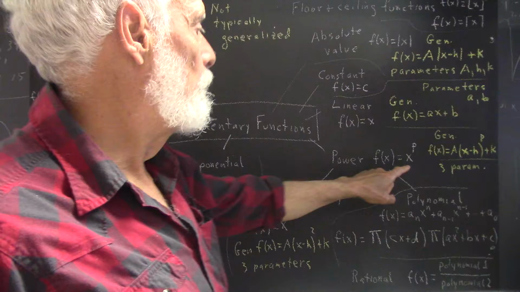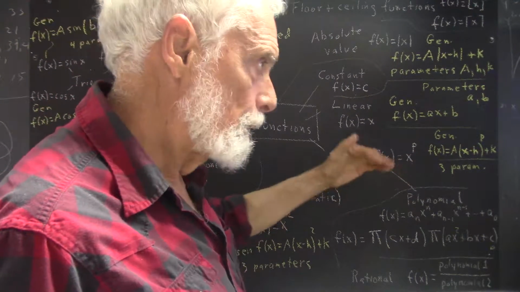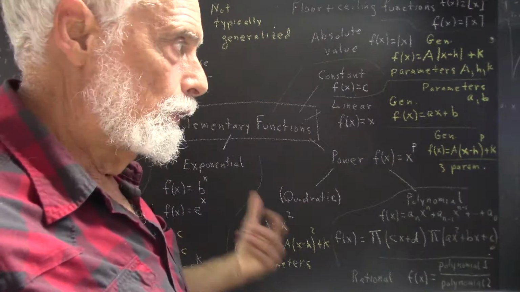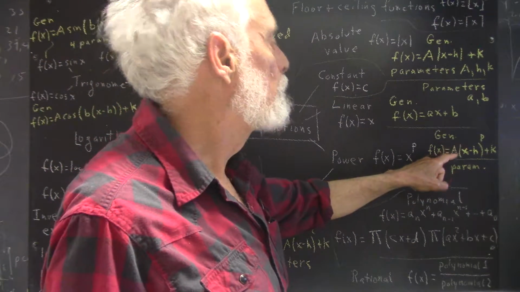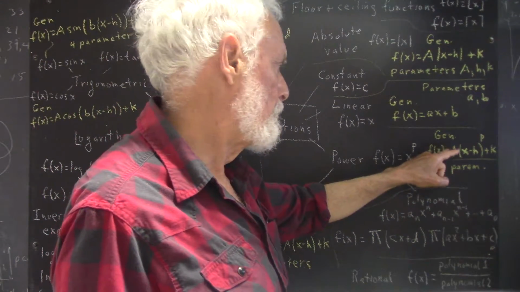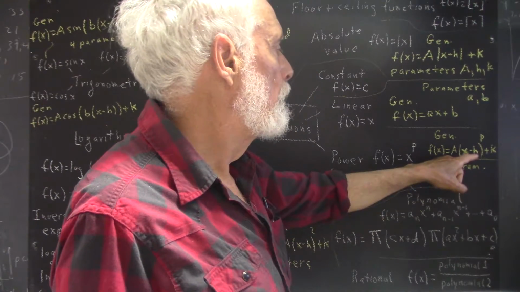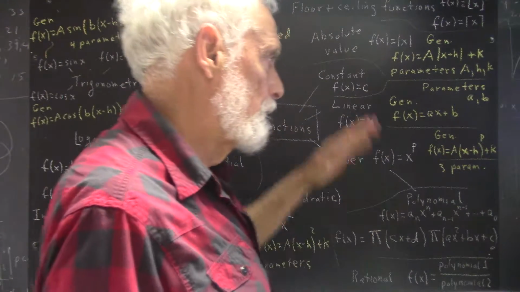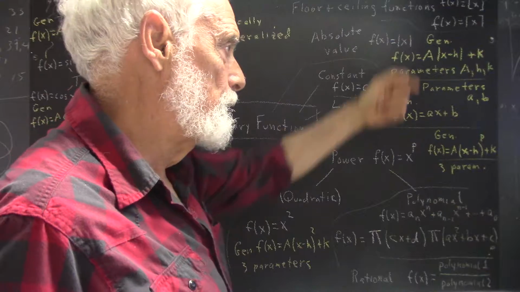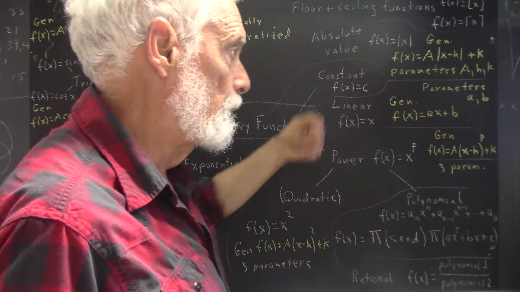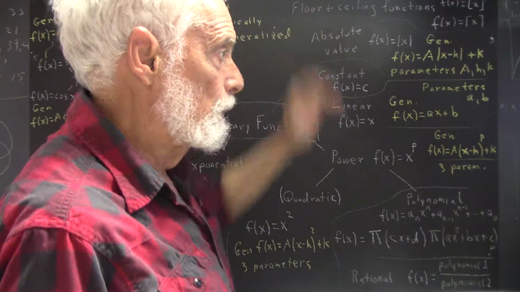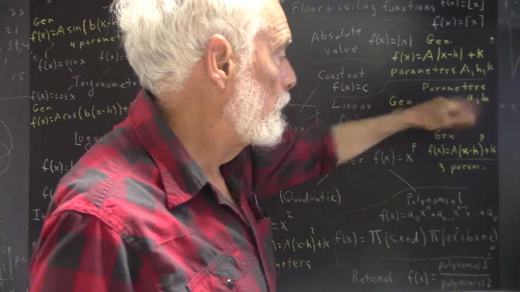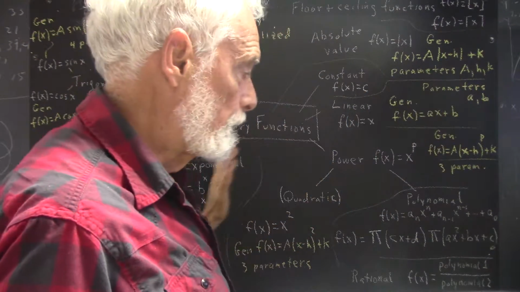Okay, for a general power function, without going into a lot of explanation, we have a vertical stretch by factor A. We have a horizontal shift. So we take this power function, which might have a graph that looks something like this or like this. We can stretch it to make it steeper or less steep. We can shift it to the right or left.